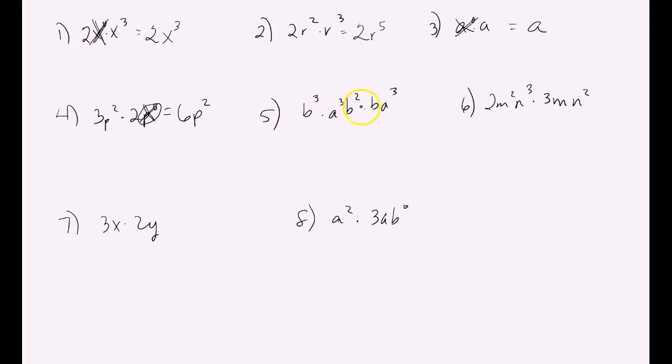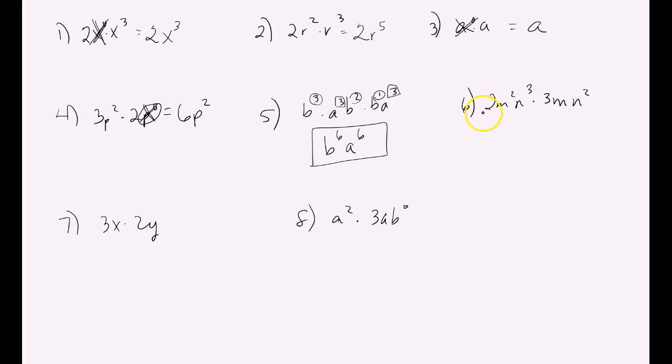Now over to this. Okay, we got a lot of b's going on. I've got b to the 3 plus 2 plus, there's an invisible 1 right there. So this would be b to the, is that 6 of them? Yep. And then on the a's, there is a 3, and then there's another 3. So this would also be a to the 6th. So that would be my answer on 5.